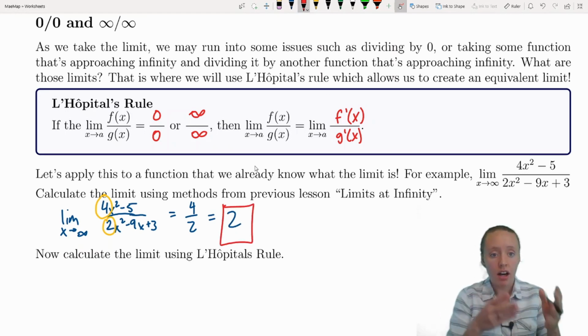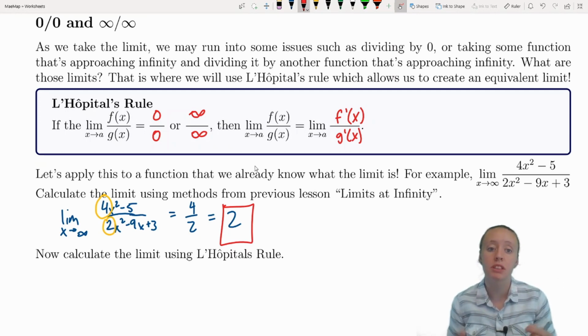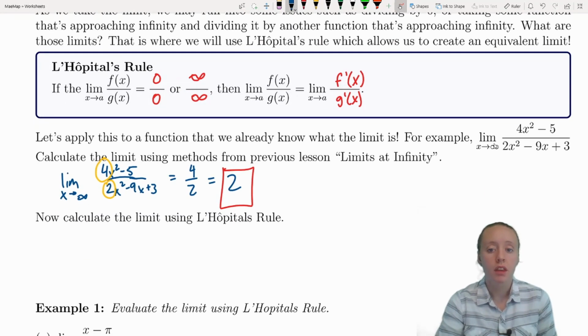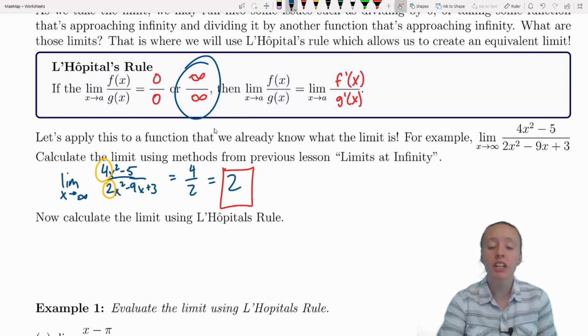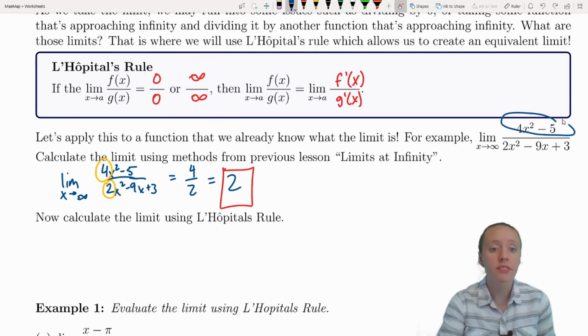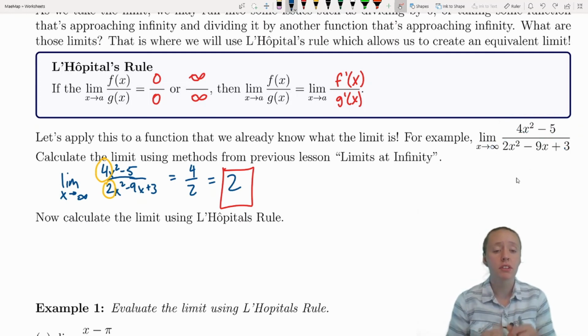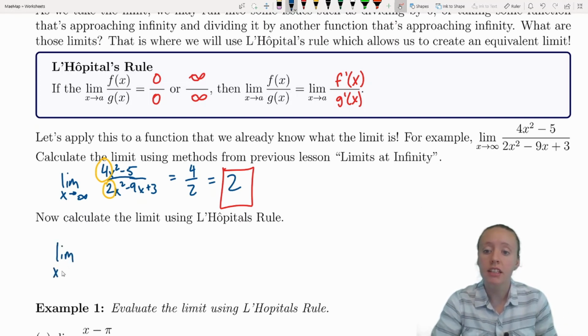So there we have it. We know that our limit of f of x over g of x as x approaches infinity is equal to 2. But now let's calculate it using L'Hopital's rule. We can use this because we get infinity over infinity when we try to take the limit. This function goes towards infinity, and this function goes towards infinity. So we can take the derivative of the numerator and put that over the derivative of the denominator. So I'm going to have the limit as x approaches infinity of, what's the derivative of 4x squared minus 5? That's going to be 8x. And then what's the derivative of 2x squared minus 9x plus 3? That's going to be 4x minus 9.